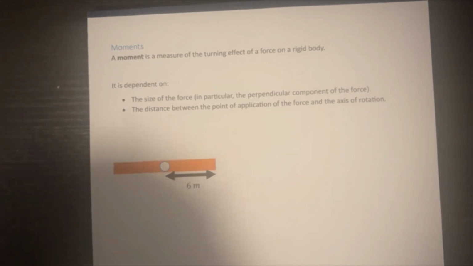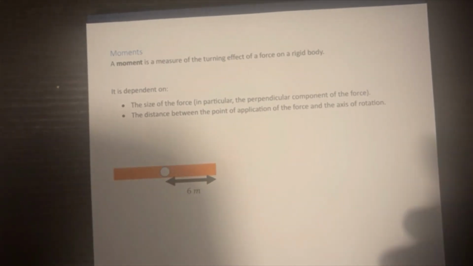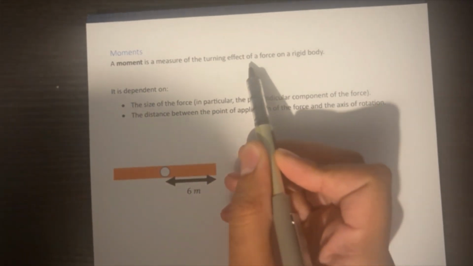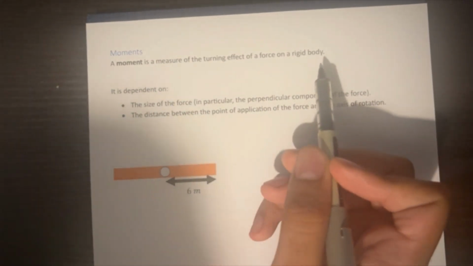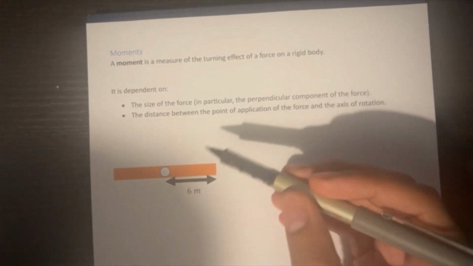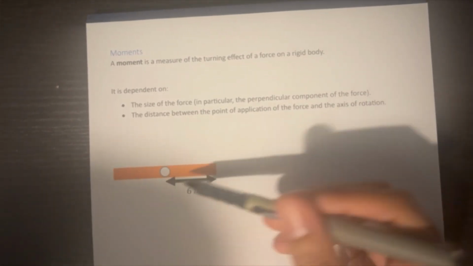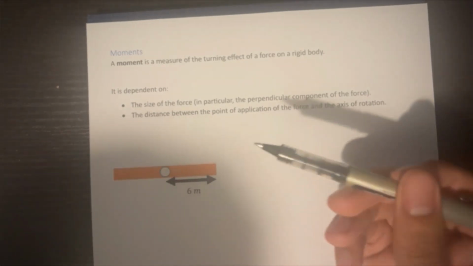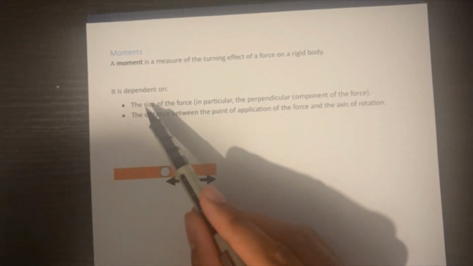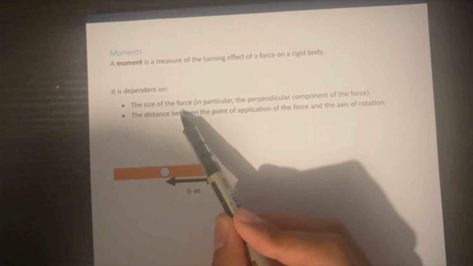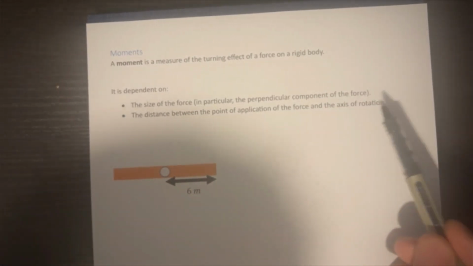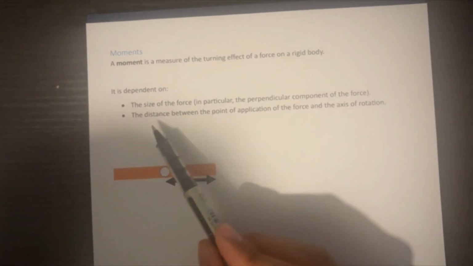So in this video, we're going to look at moments. A moment is a measure of the turning effect of a force on a rigid body. What that essentially means is we're talking about a rigid body and how that force will cause it to turn. That moment is dependent on the size of the force, and in particular, we'll look at the perpendicular component of the force. We'll explain what that means in just a bit.